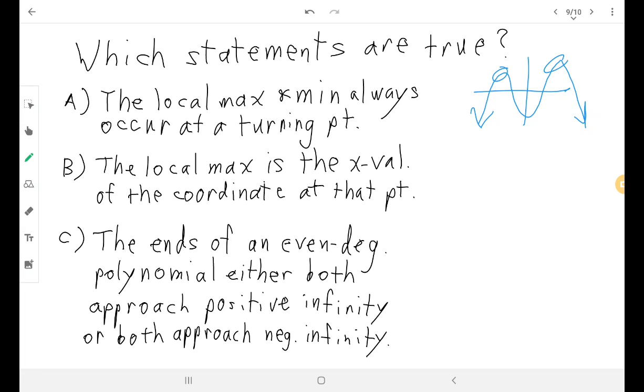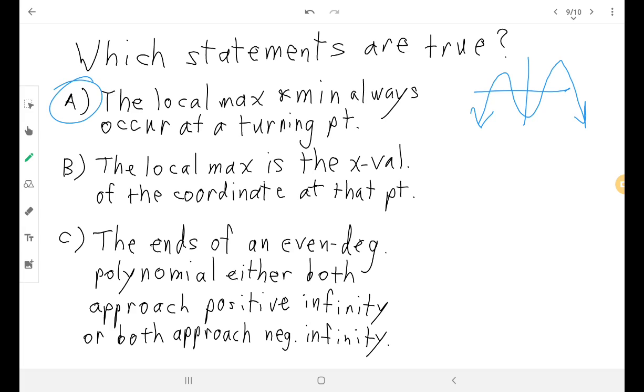Here's a local max. Here's a local max. They only happen because you start turning down, right? Here's a local min. It only happens because you start turning up. So the turning points are actually what helps define the local extrema, they call it, the local max and local min. So indeed, this one is true.